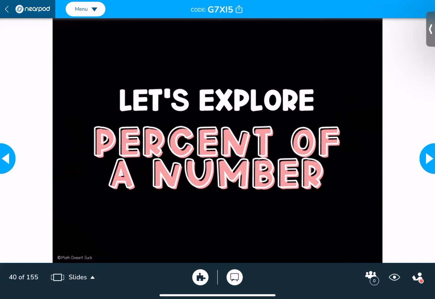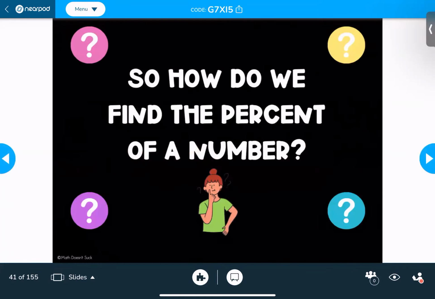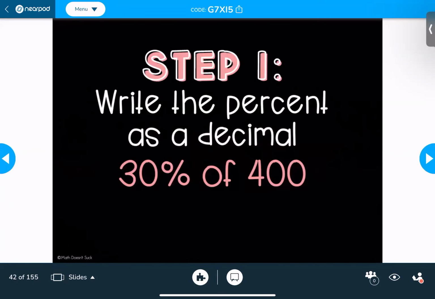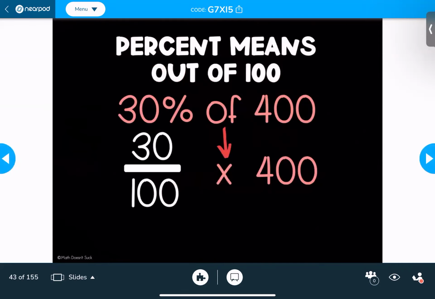So starting with the percent of a number, remember that percent means out of 100. So that's really important to start with. And because percent means out of 100, the first thing we're going to do is write our percent as a decimal. So if we're starting with a question like 30% of 400, a couple of things to take note of. First, 30% means 30 out of 100, right? Percent means out of 100.